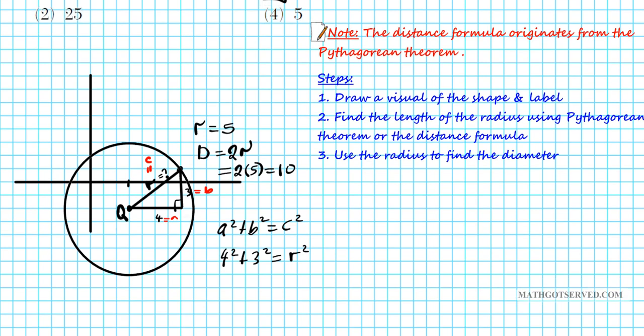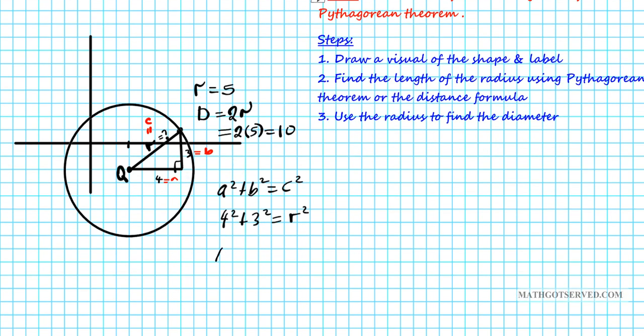So we just look for R, okay? 4 squared is 16, plus 9, equals R squared. R squared is equal to 25. You take the square root of both sides, and that gives you the value of the radius, which is 5 units. Okay, and that's what we got before.